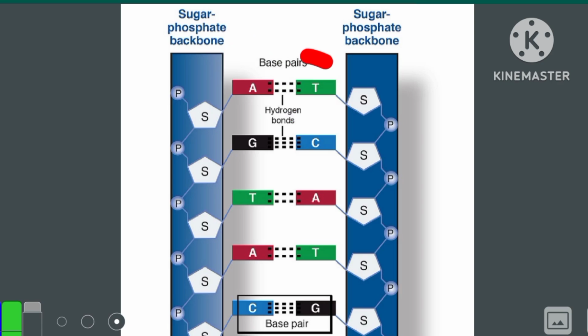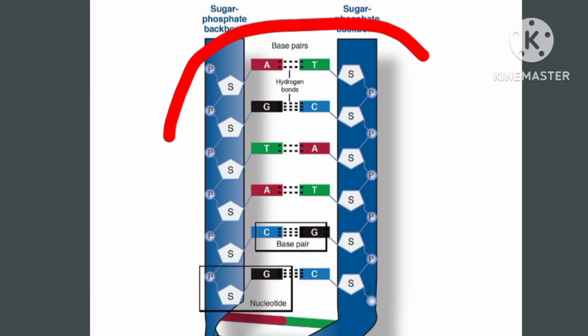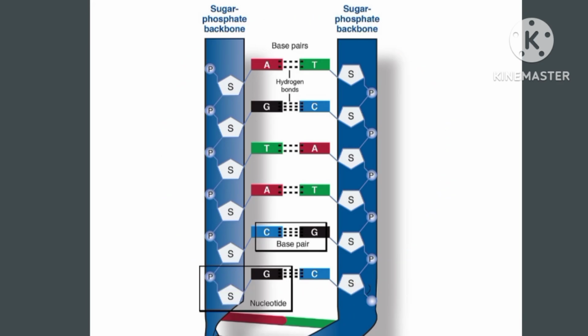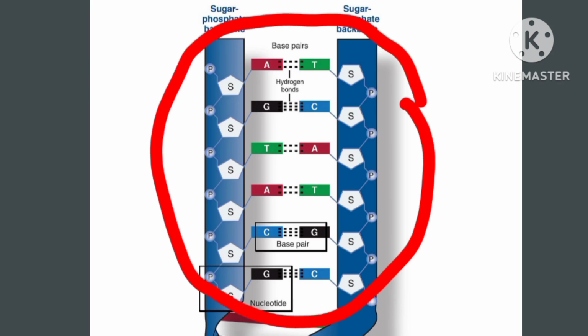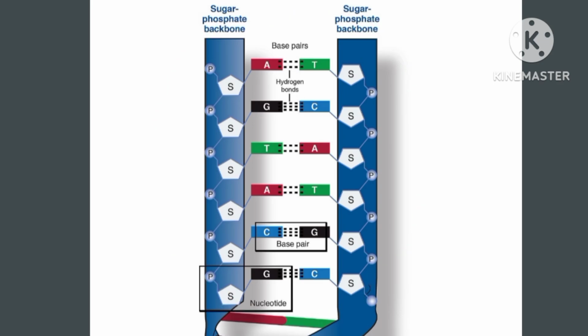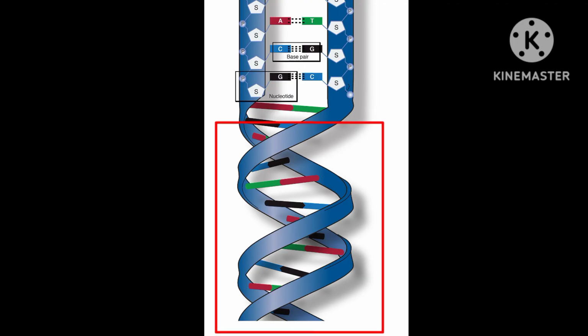Adenine always binds with thymine, cytosine always binds with guanine. Adenine and thymine are complementary bases, cytosine and guanine are complementary bases. This is the straightened shape of double-stranded DNA, but in nature, DNA does not exist like this. The shape of DNA, or how the DNA exists, was stated by Watson and Crick. According to Watson and Crick, DNA looks like a double helix.